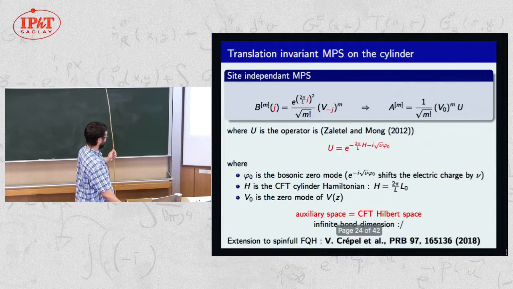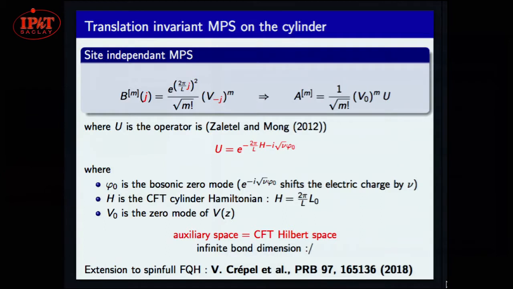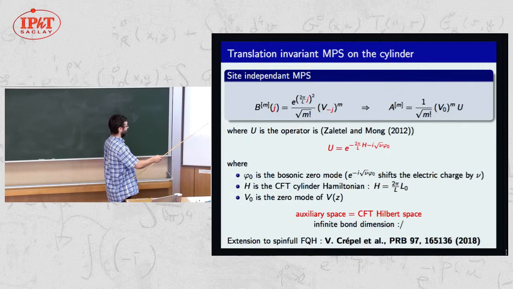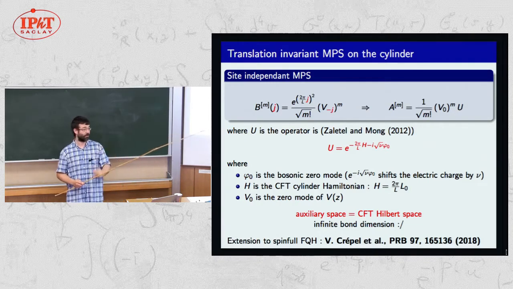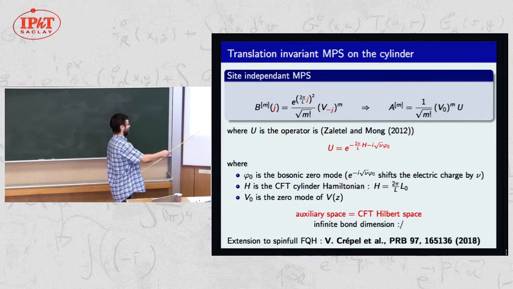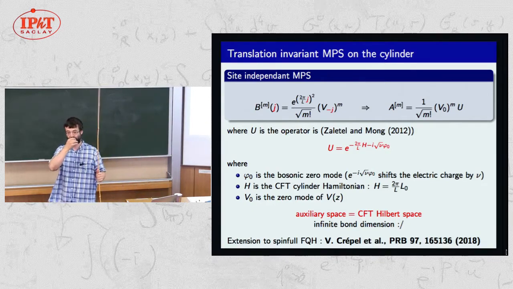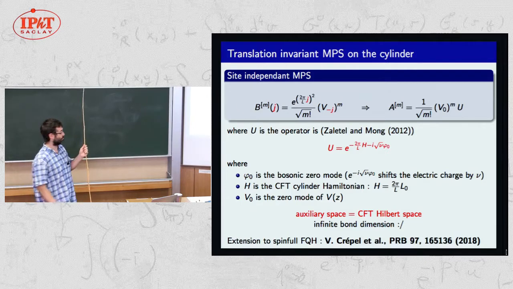So that was first found out by Zaletel and Mong in 2012, and they found the correct U to use is this. And actually there's a way to understand this intuitively. What is this? H here is a CFT Hamiltonian. So this first bit, if you want, is a transfer matrix that propagates over 2π/L, that's the distance between two orbitals. And the little bit you have to add here is a background charge. It's the stuff you need to neutralize the charge of the electrons.